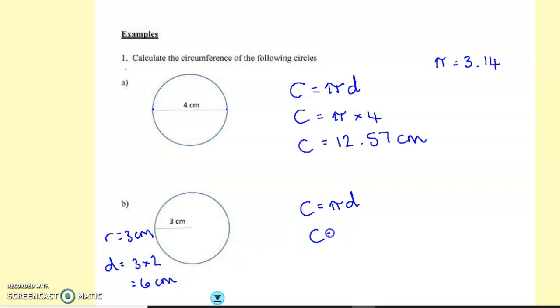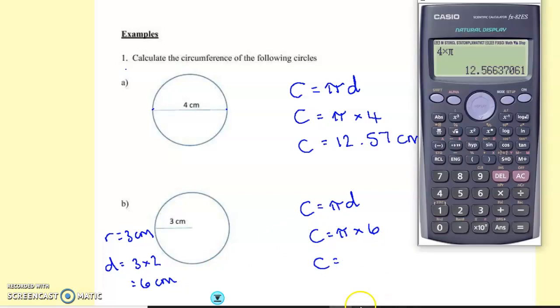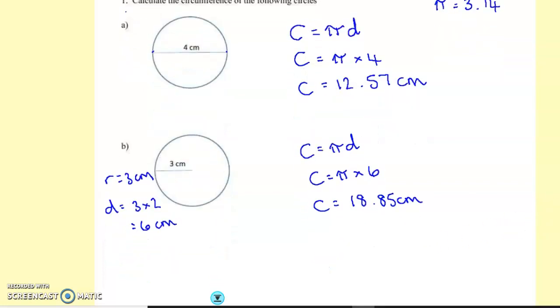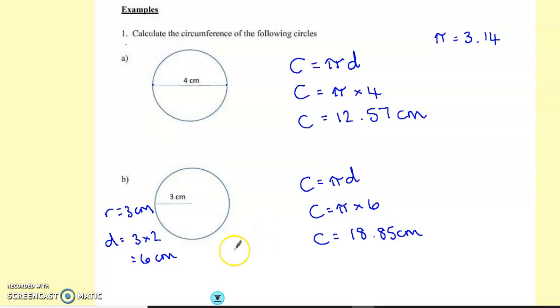So to find my circumference this time, I'm doing pi times 6. So my circumference is pi times 6, which is 18.85 centimetres. Okay, let's have a look at area of a circle as well.